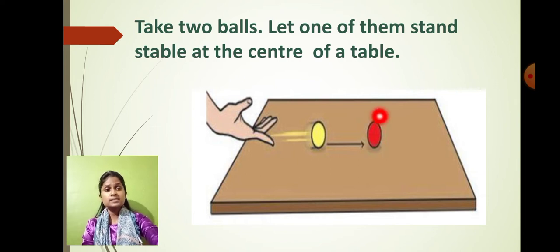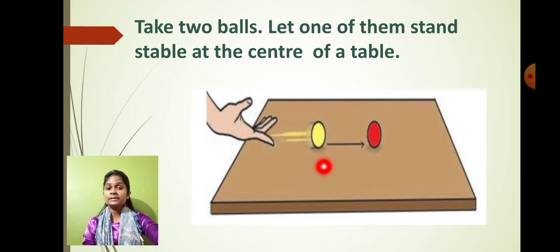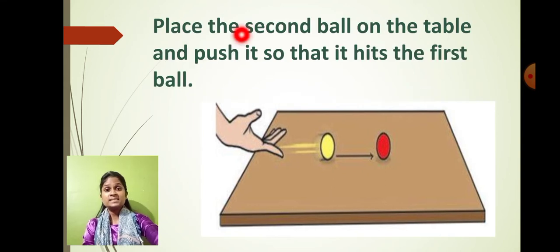So in this case, the red ball is stable and the yellow one we have to push it. Okay. So before that, what we are going to do, we have placed the two balls at a distance. Like this, you have to put two balls on a table. Then place the second ball on the table and push it so that it hits the first ball.